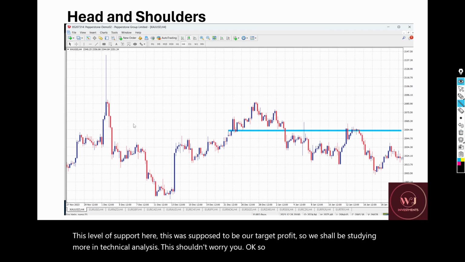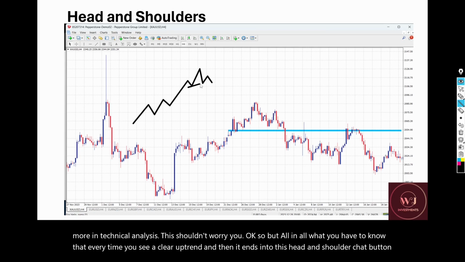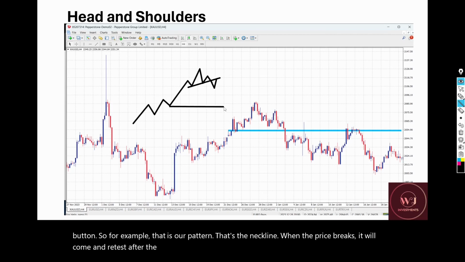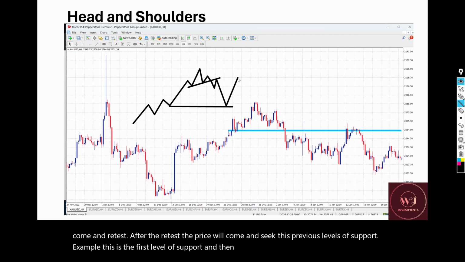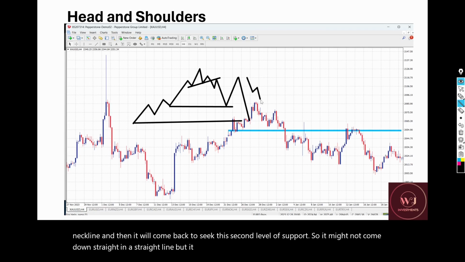But all in all, what you have to know is that every time you see a clear uptrend and then it ends in this head and shoulders chart pattern, so for example, that is our pattern, that's the neckline. When the price breaks, it will come and retest. After the retest, the price will come and seek these previous levels of support. So for example, this is the first level of support. And then after there, it will come back to retest the neckline, and then it will come back to seek this second level of support. So it might not come down in a straight line, but it might come in a series of downtrends like that. Okay.